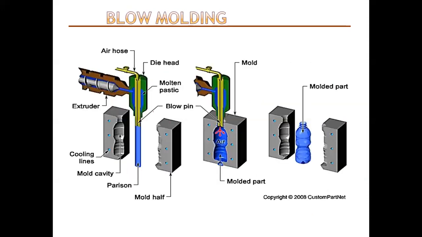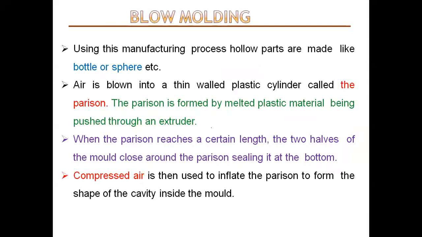Here you can see arrows, molten plastic, and the parison. The material is inserted, the parison is there, and it pushes the air. The parison takes the shape of the mold, so you will get a molded part over here. This is the description of blow molding.